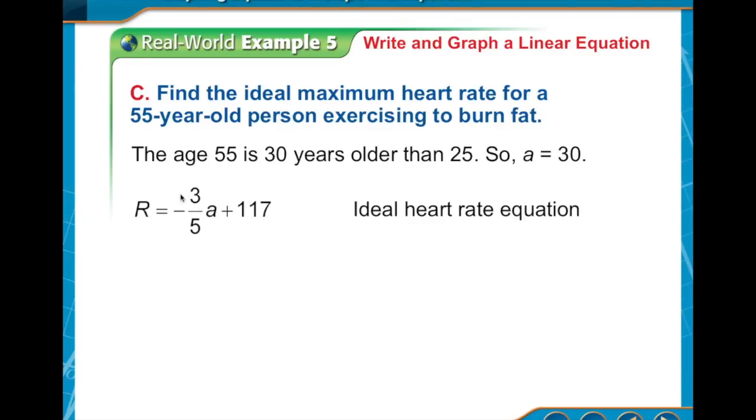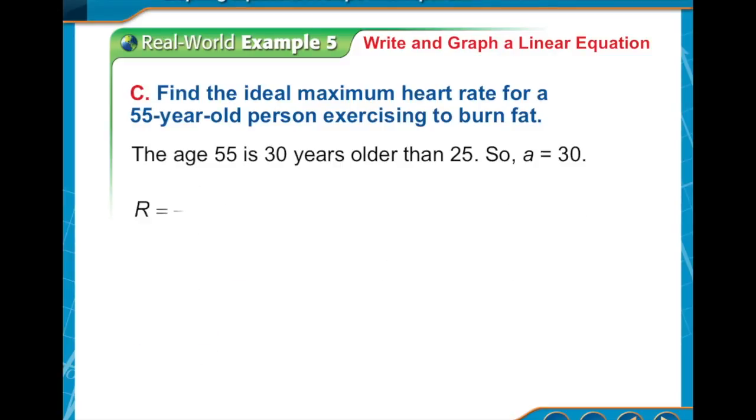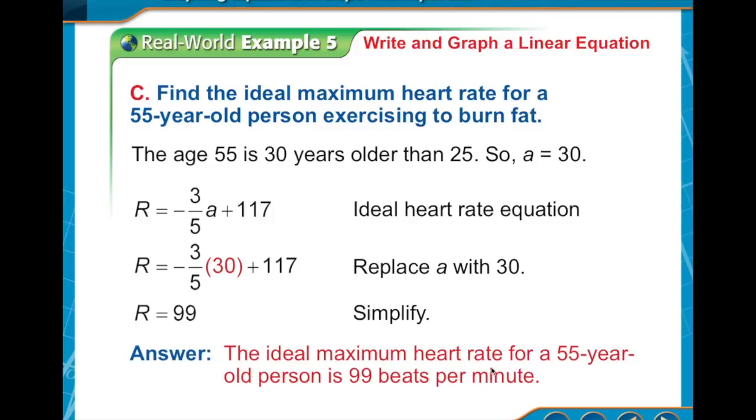So from then on, it's just simplifying. Plug in a 30 here into what we already had. Simplify. We find the ideal rate for somebody 55 years old is now only 99. So it's a little bit under 100 beats per minute. So as you get older, the ideal heart rate you should have should be a little bit less.